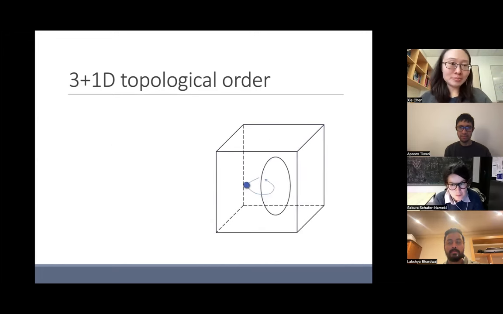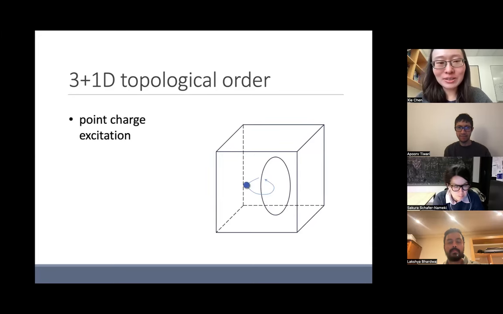Then, going to a 3+1D topological order, I always thought that we understand everything, at least for the simple cases. In particular, let's say for just the 3+1D toric code, what else can be there? We know that this is the 3+1D Z2 gauge theory. As a discrete gauge theory, there's a point excitation in the form of a point charge. So this is the point here.